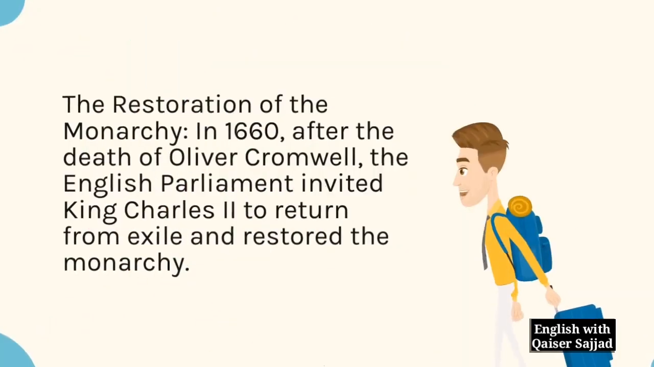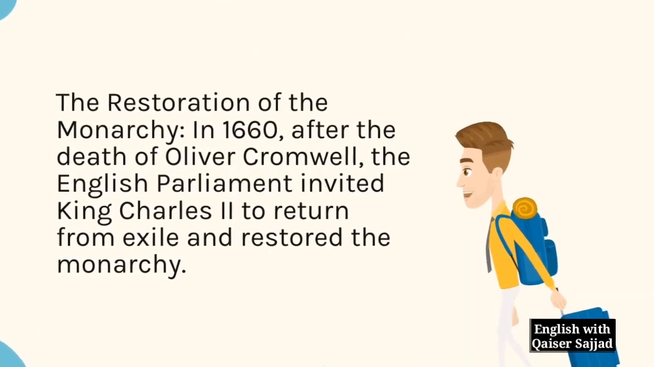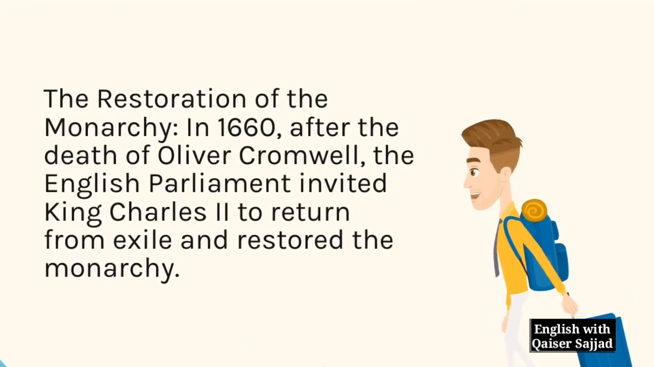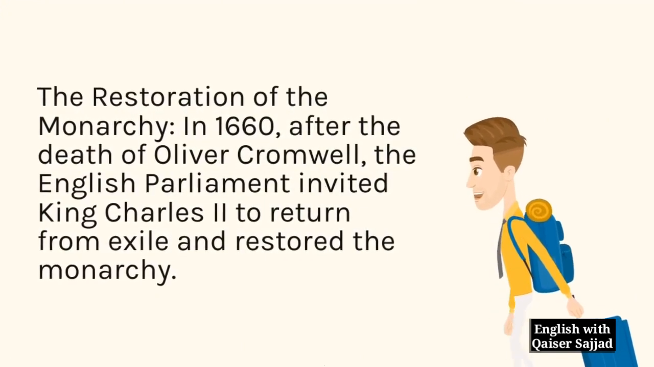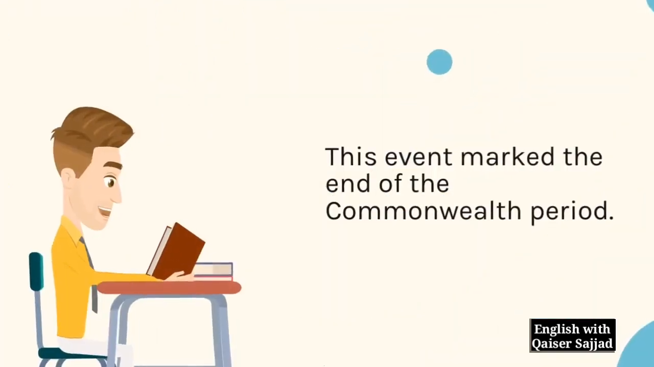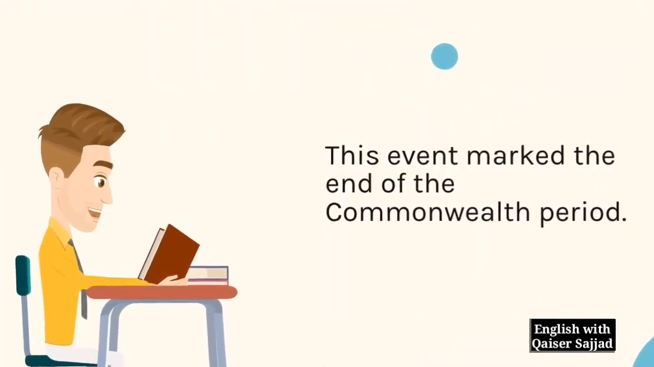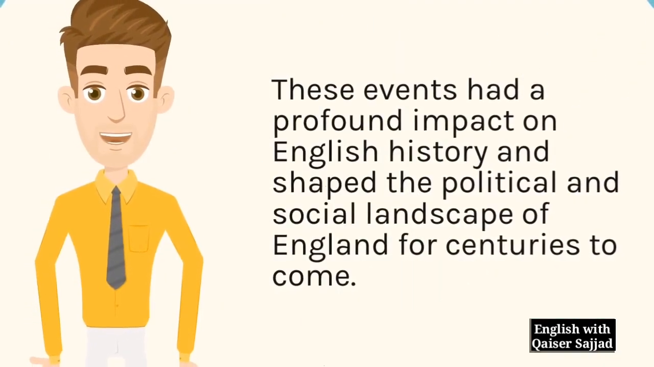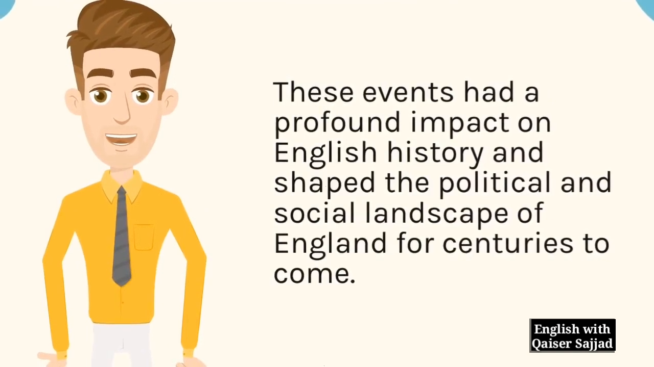The restoration of the monarchy. In 1660, after the death of Oliver Cromwell, the English Parliament invited King Charles II to return from exile and restore the monarchy. This event marked the end of the Commonwealth period. These events had a profound impact on English history and shaped the political and social landscape of England for centuries to come.